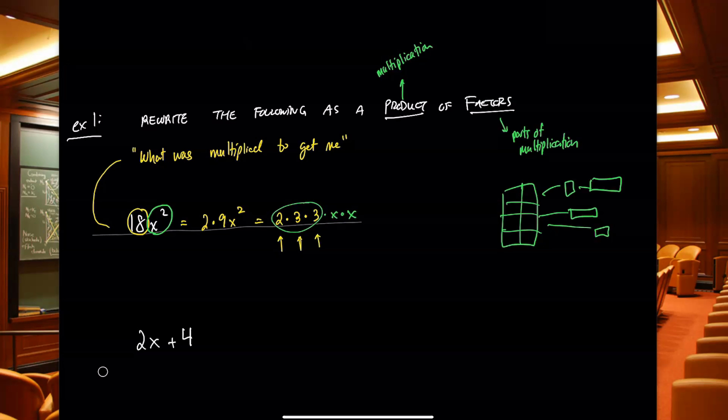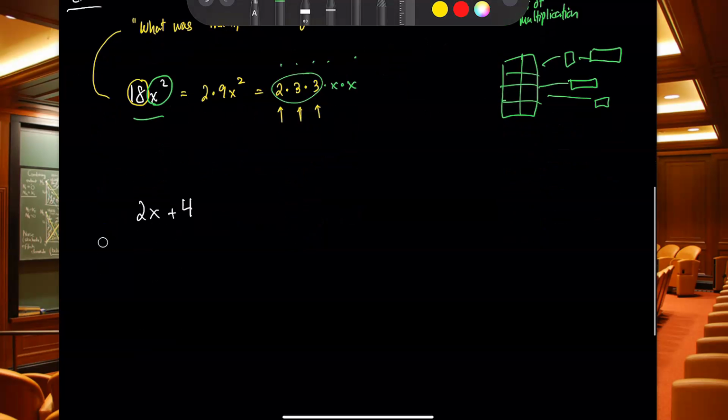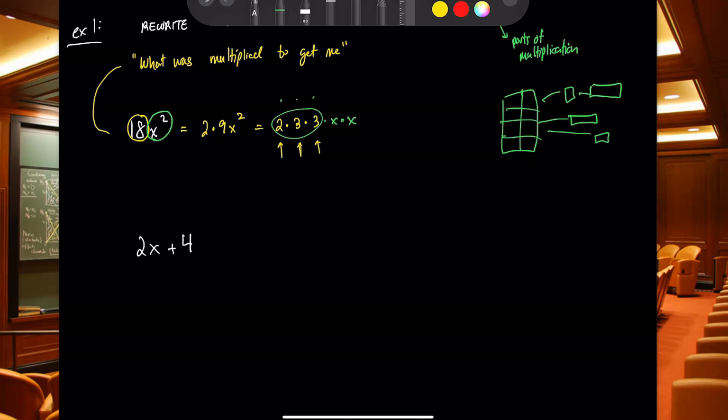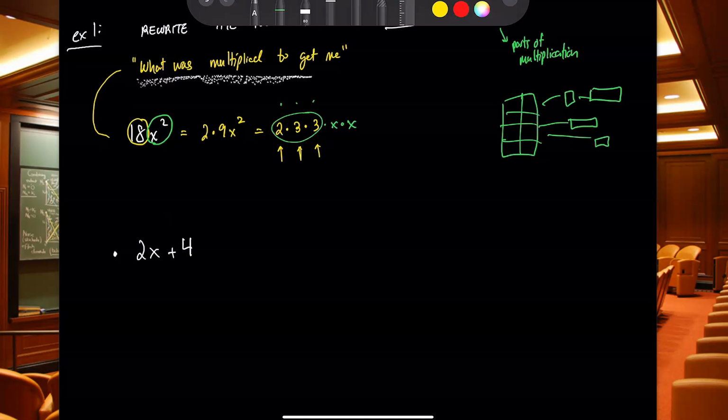What was multiplied to get me? Well, any combination of these Lego blocks, when I smash them back together and simplify it, we get 18x squared. So how about if we have this expression here, 2x plus 4? The question is still, what was multiplied to get me? What are the fundamental pieces that make this up?